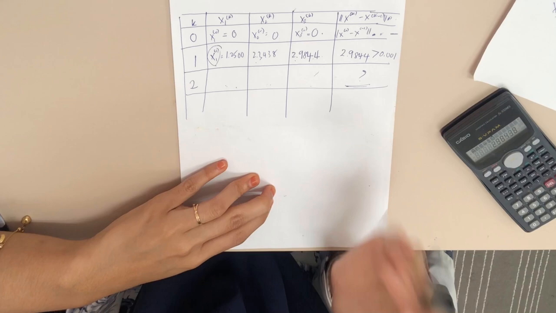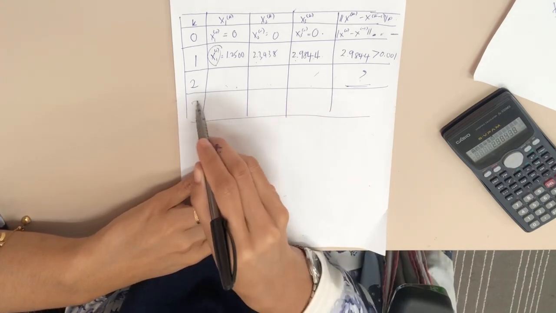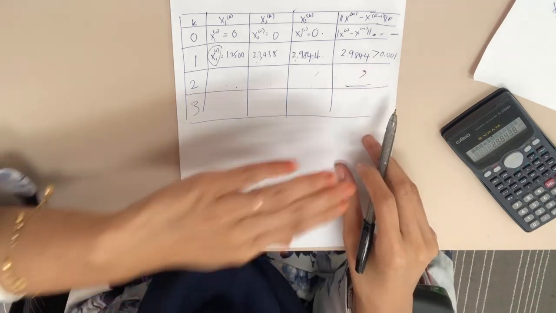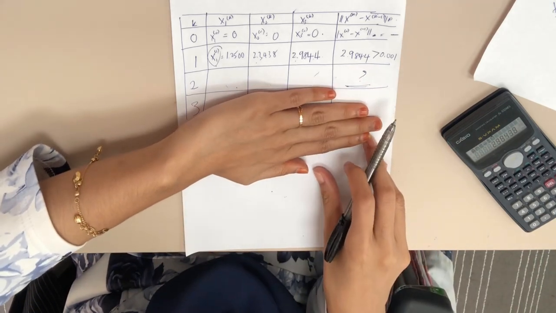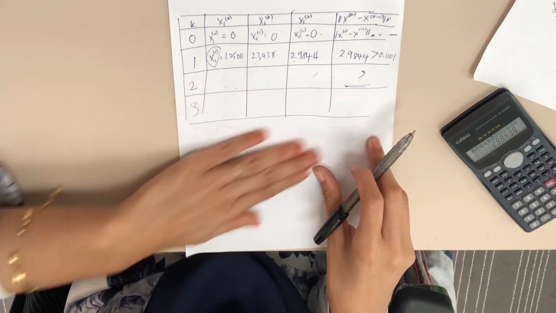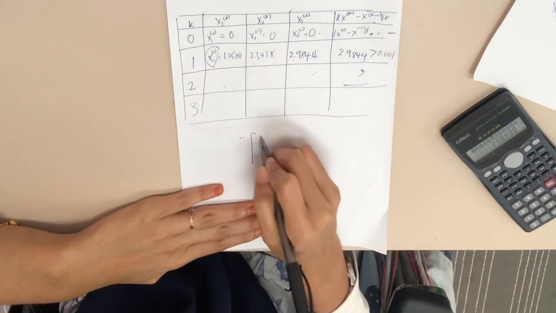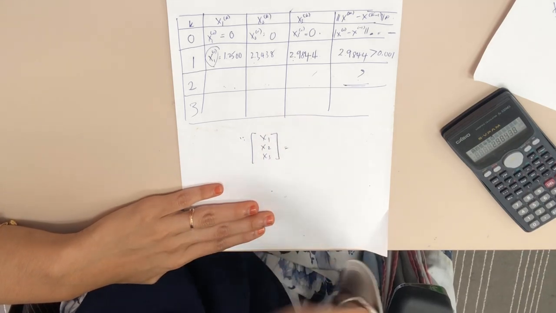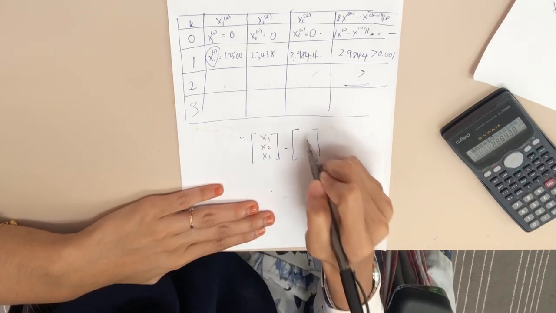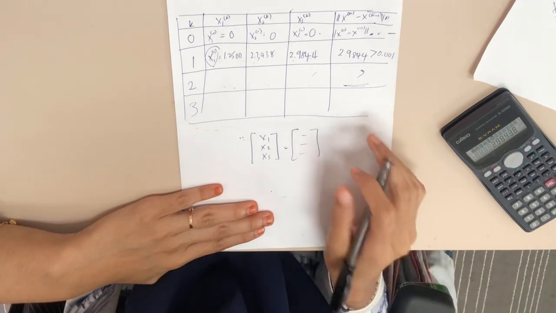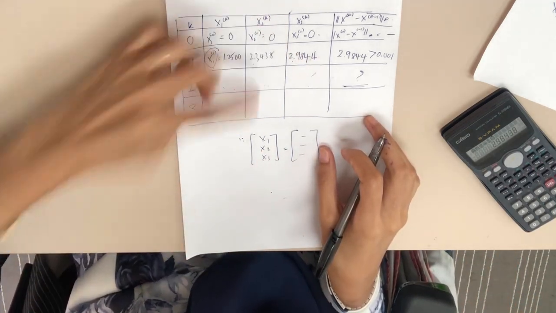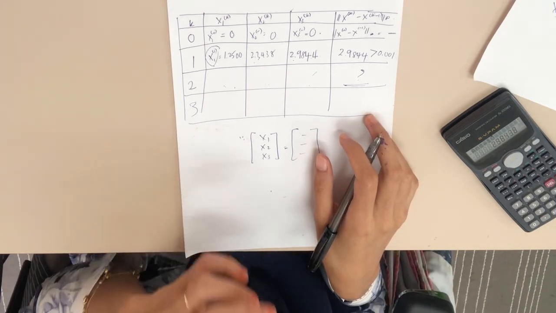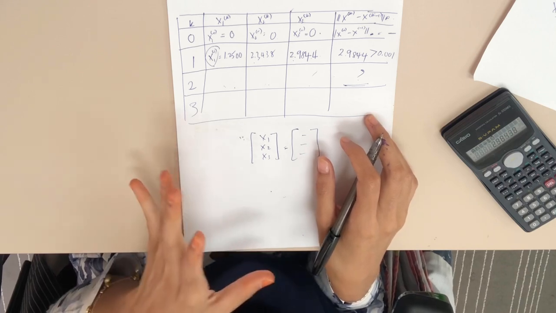Kalau dia greater, you need to proceed to K3. If it's already less than or equal, that means you can stop your calculation. After you stop your calculation, your final answer you must write in terms of x, because our objective is to get the value of x. So you need to write the value of x that you get for the last iteration. So this is the algorithm for the Gauss Seidel.